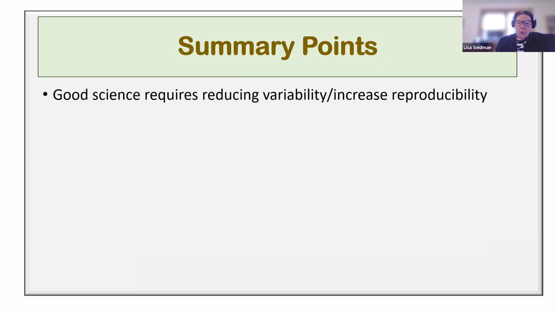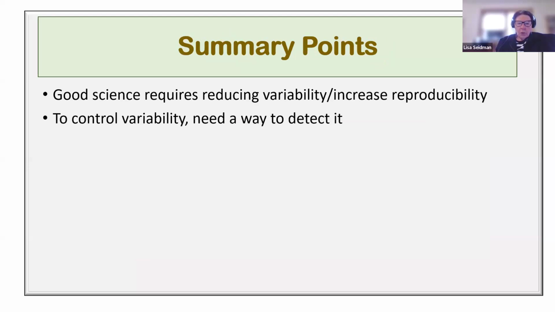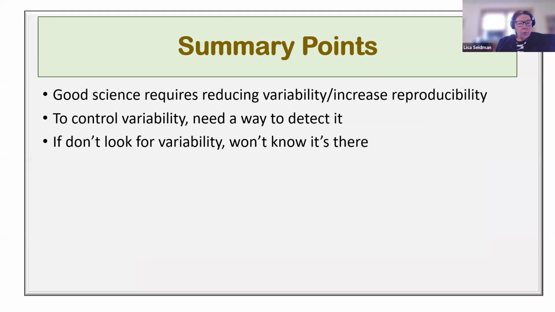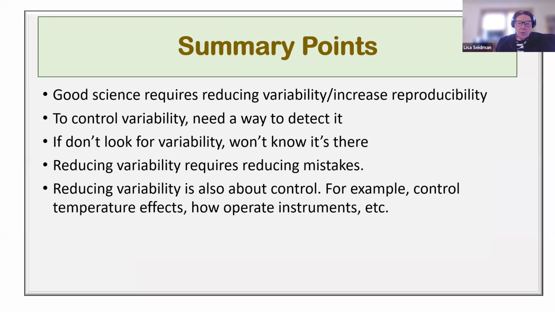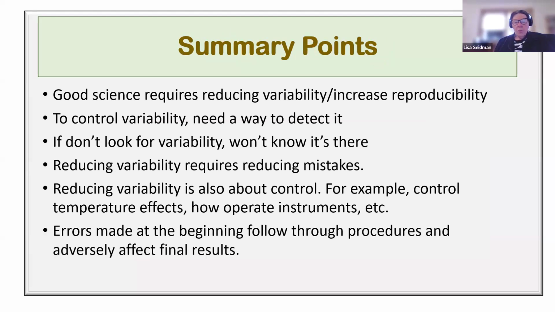Good science requires reducing variability and increasing reproducibility. We need to be able to detect variability. If we don't look for it, we won't know it's there. We have to reduce mistakes. We have to control things like temperature effects, operating instruments, and so on. And errors made at the beginning will follow through. So errors made at the beginning, like in making our reagents, maybe in measuring small volumes, these errors, which are made in the very basics of the work that we do, can totally mess up our results from something really complicated and important that we did later on.